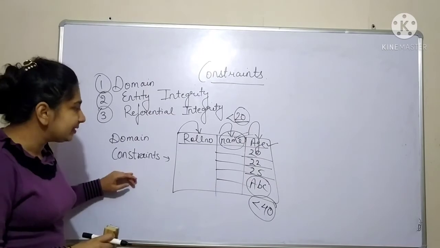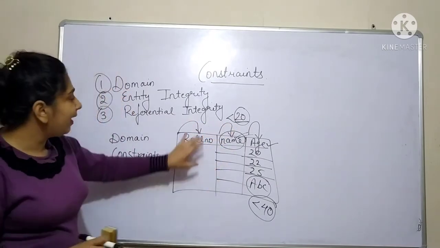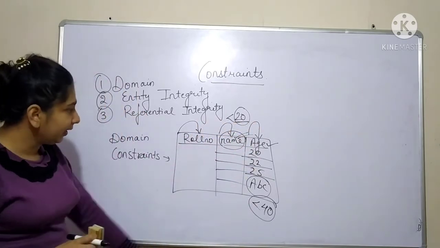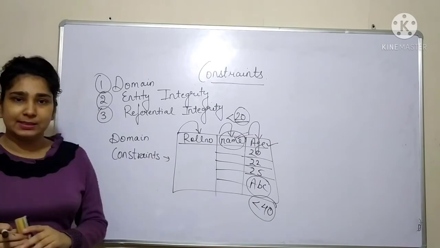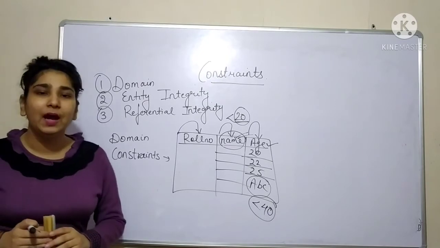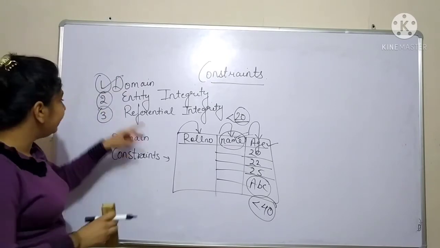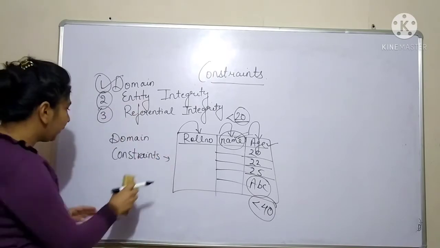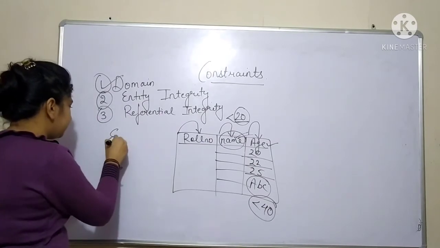Domain constraints are basically applied on the columns or the attributes of the relation. These are our domain constraints. I hope that you are clear with domain constraints. Now let me tell you what is entity integrity constraint. Now we are discussing entity integrity constraint.